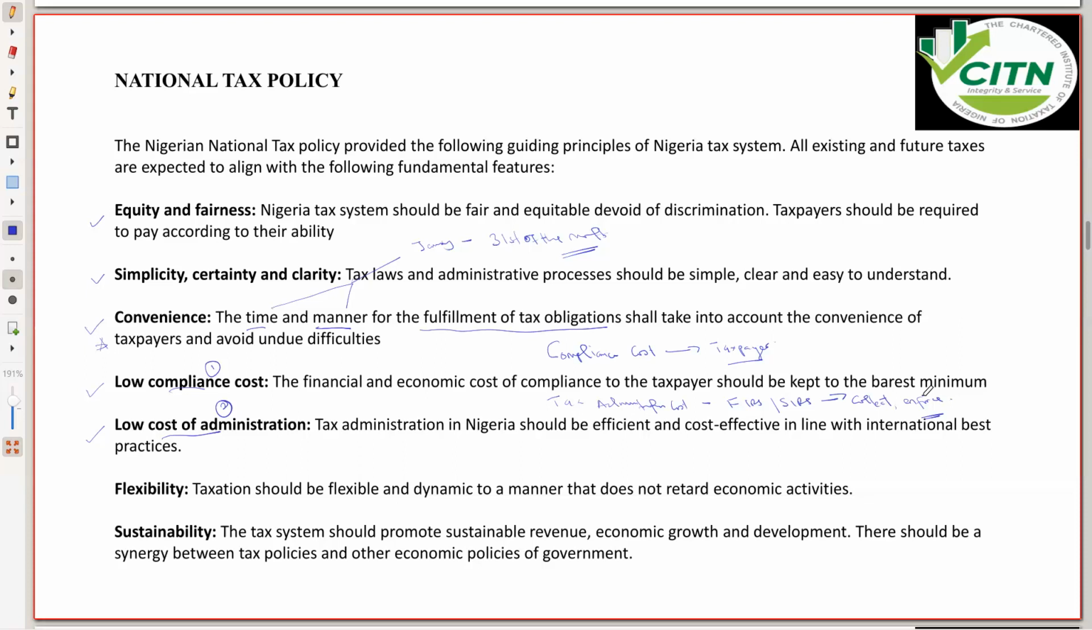And in terms of our exams, as we go into practice questions, we're going to apply the national tax policy. Because oftentimes you'd have a question that brings up a tax rule or a tax system, a proposed or draft tax rule. You're then asked to assess whether it aligns with the national tax policy.